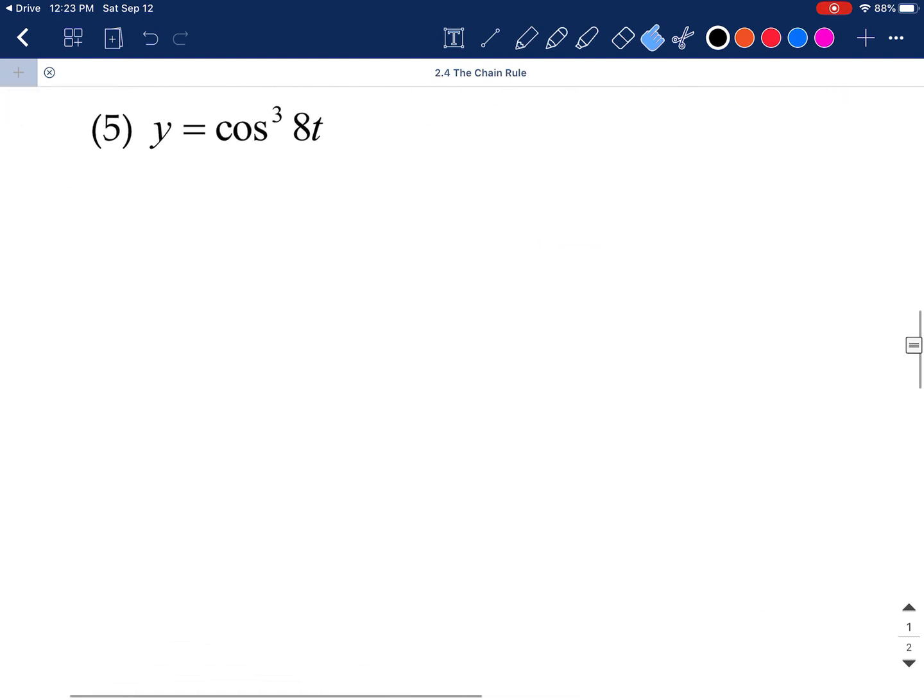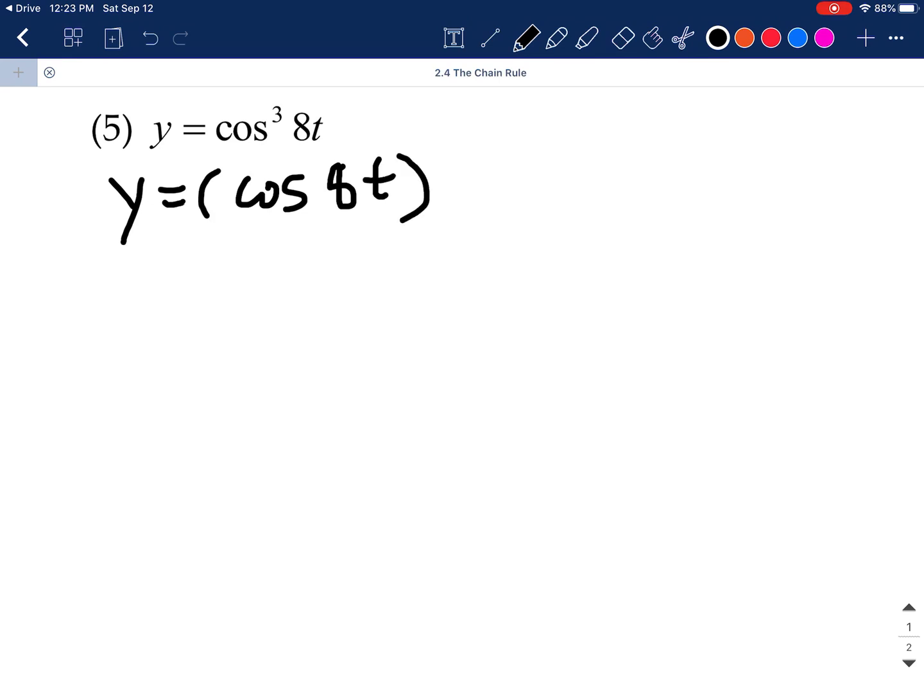All right, so let's take a look here. Okay, now we've got cosine cubed 8t. All right, so let's take a look at this first. We should rewrite this as cosine of 8t quantity cubed. Again, rewrite it as quantity cubed so we can identify all of the compositions here. And now we have an example with two compositions.